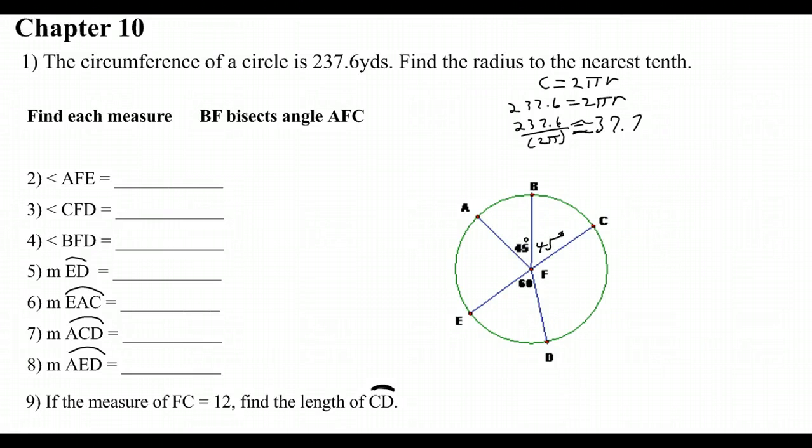degrees, same as that one. Angle AFE is this. Well, this is a diameter. So what we have is 180 degrees minus this 90 degrees, so that makes that a 90-degree angle.